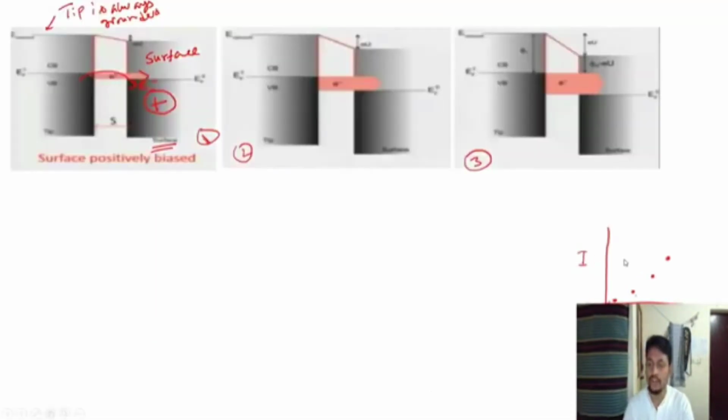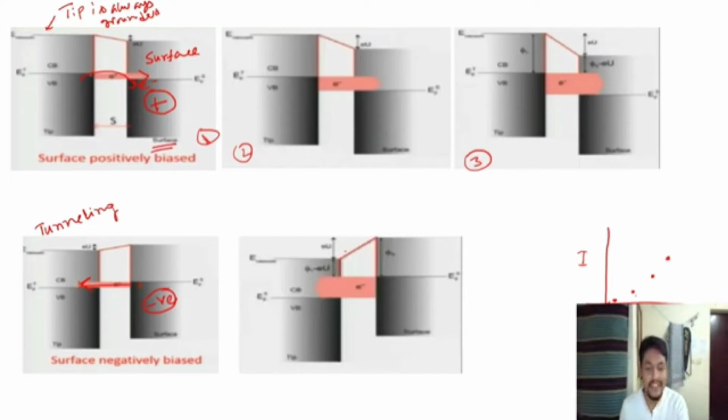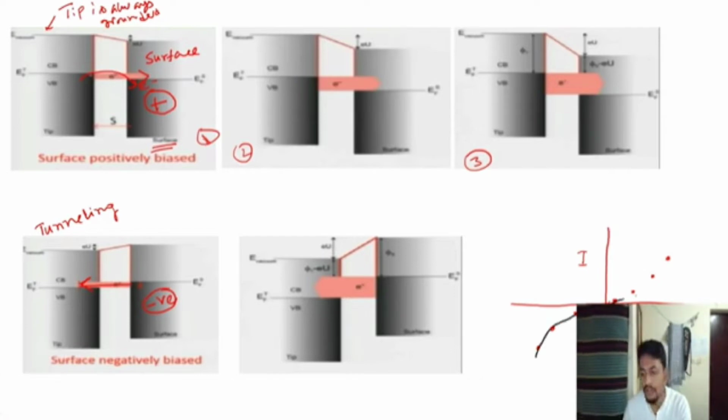We are going to get more and more current whenever we apply more and more voltage. That is going to be the same for negative voltage as well. So let's say this is negative. Here I am putting a negative voltage, so now this is going to be positive, and the electron movement will be in this direction. So we are going to get a tunneling current that is negative, obviously. But if we apply more voltage, the tunneling current, maybe it is negative, but we will get more and more current. So if we draw the negative axis plot, it will look something like this. This is going to be the tunneling current versus voltage plot.